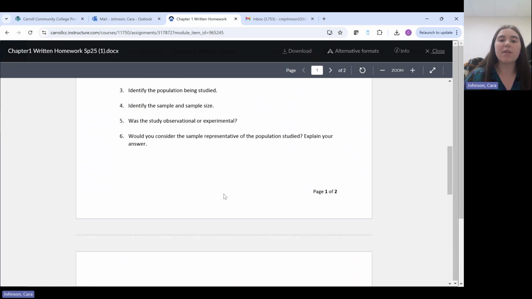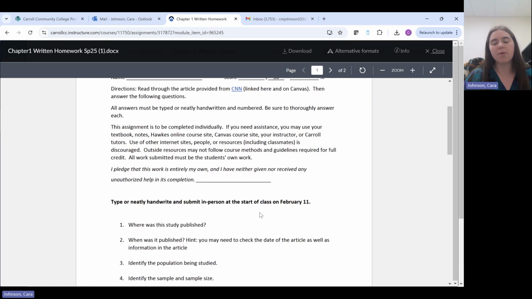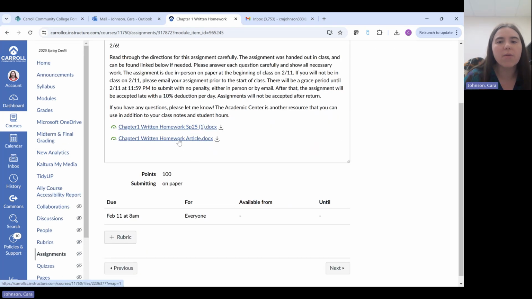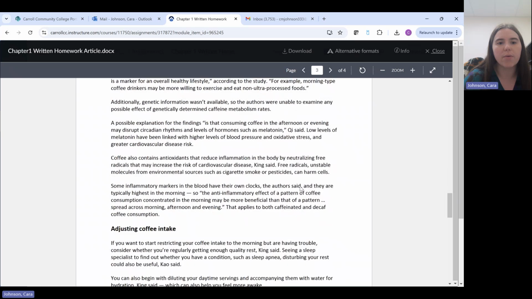Like I said, this can be either typed or neatly handwritten, but it is to be turned in in person at the beginning of class on February 11th on paper, or if you have issues printing it, of course, you can email it to me. I will take it by email also, but do it by the beginning of class on Tuesday, February 11th. And the article is also attached here for you to read through.